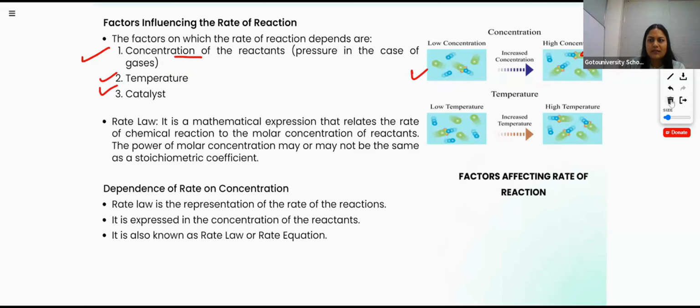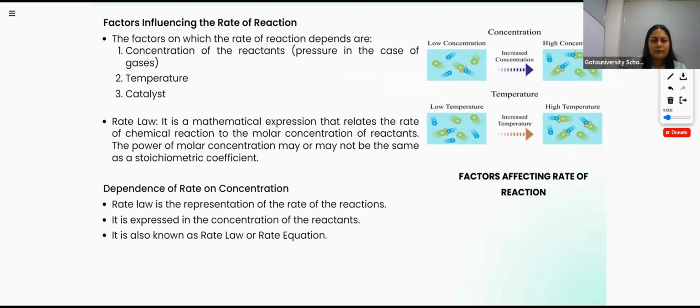But there is an exception in the case of gases, where pressure is used. Where we are using reactants in gaseous form, their concentration is directly proportional to the pressure applied.